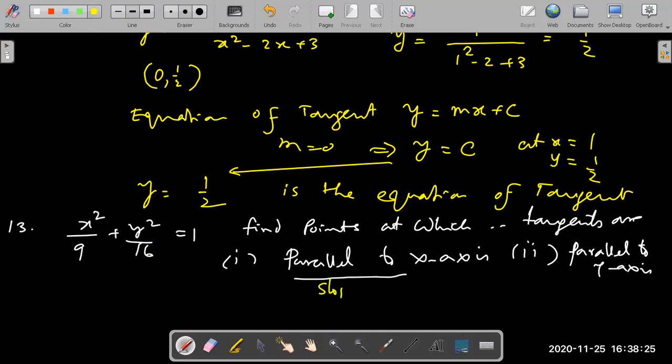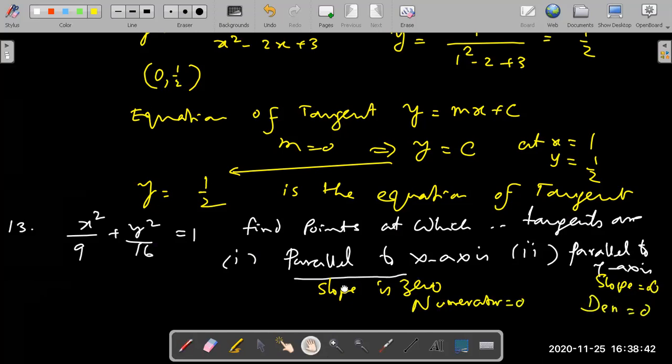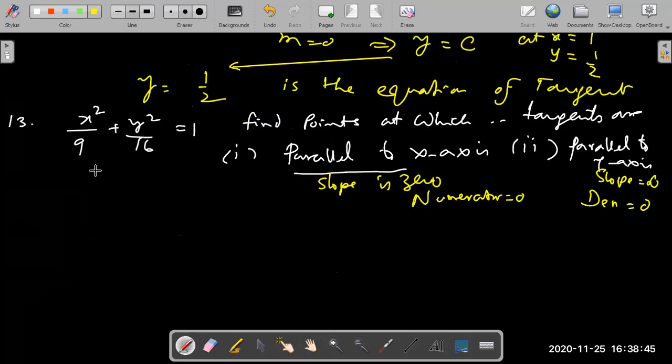And when we say parallel to x-axis, obviously the slope is 0. When the slope is 0, that means numerator has to be 0. Here the slope is infinity. If the slope is infinity, the denominator has to be 0. So let's see first, differentiate this. When we differentiate this, we have 2x divided by 9. We are doing implicit differentiation. You don't have to write in the exam that it is implicit.